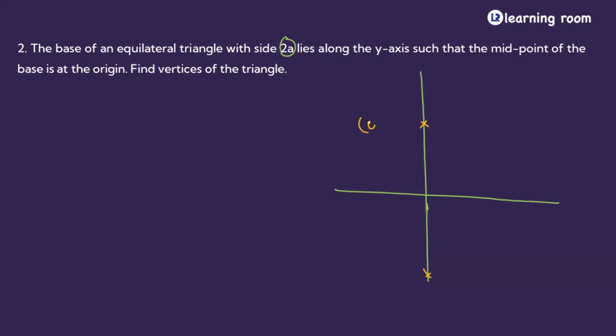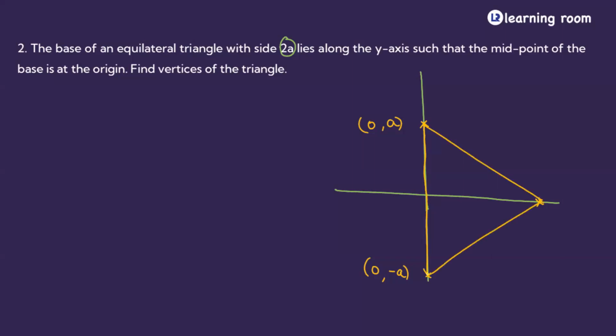So what will be the coordinate of this point? It will be 0, comma A. And what will be the coordinate of this point? It will be 0, comma minus A, so that when you add both you get 2A. So the vertex here is going to be somewhere at this place. Why should it lie on the x-axis? Because for an equilateral triangle, the distance from the top and the bottom vertex to the third vertex should be the same. So it is understood that the third vertex should lie on the x-axis.